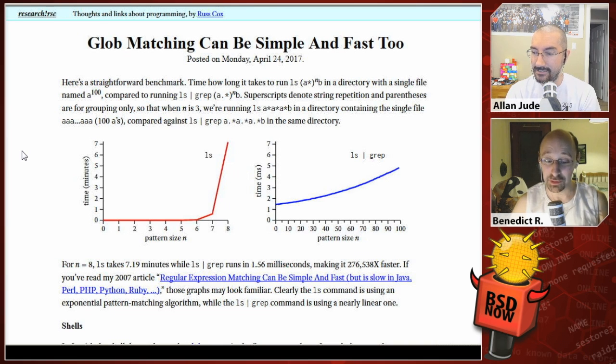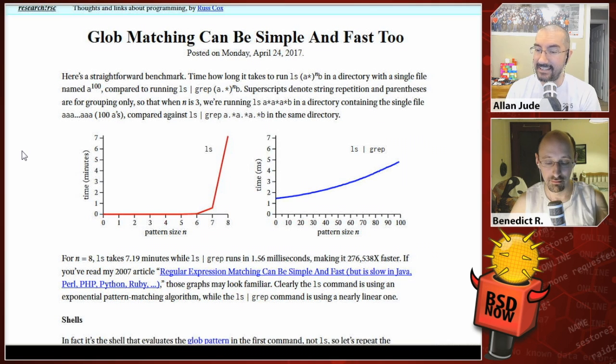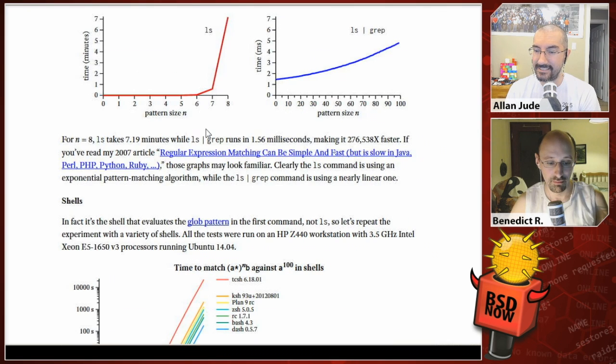But it turns out if you use ls and then grep, using basically a straightforward regular expression, instead of having ls do the shell matching, or rather the OS libc do the shell matching, you can find all 100 in about 5 milliseconds, whereas it would take immeasurably long on the shell one. So with A star 8 times, it took 7.2 minutes to do it with the shell and 1.56 milliseconds to do it with grep. So that's probably 275,000 times faster.